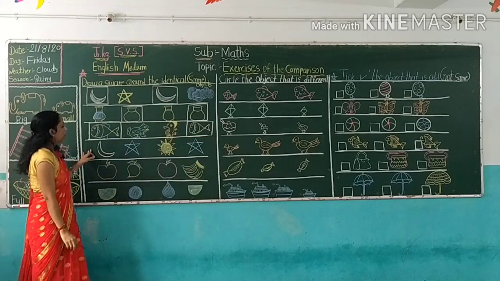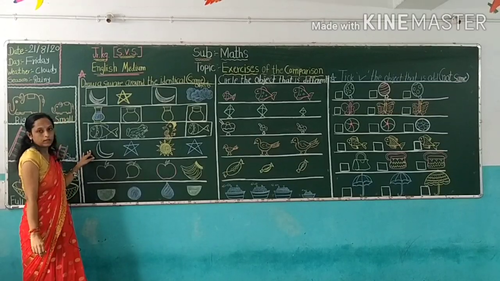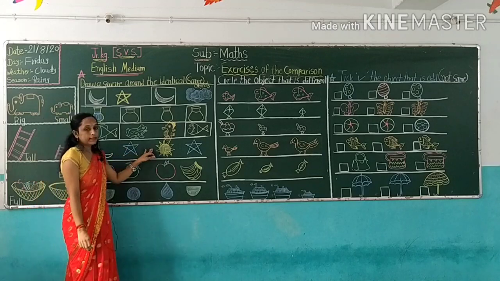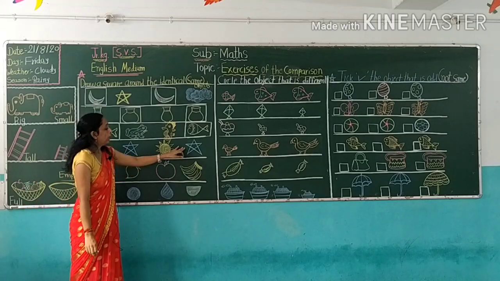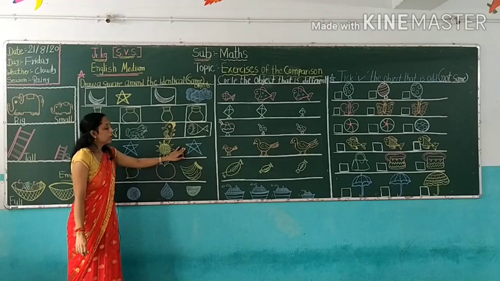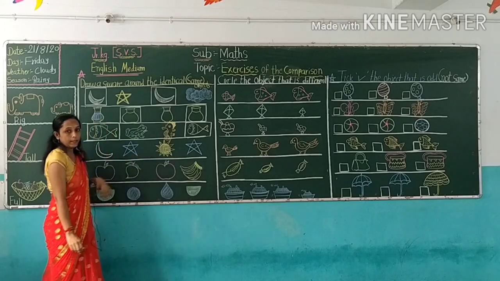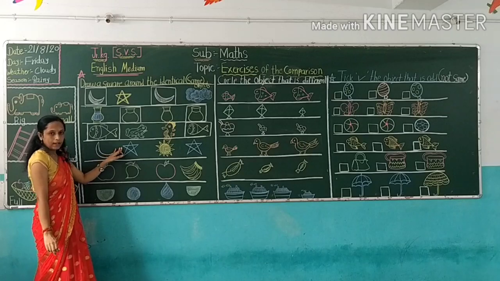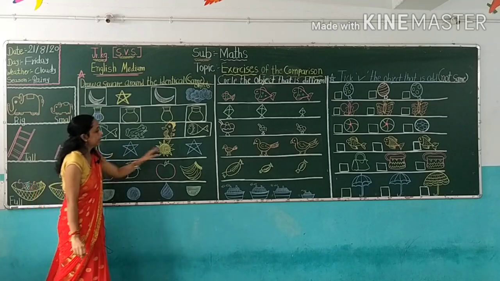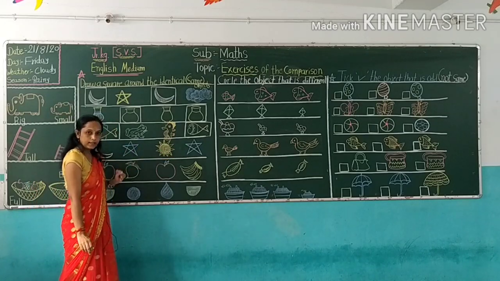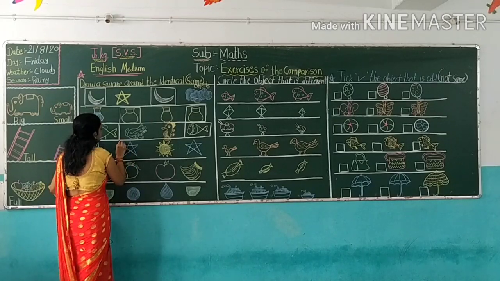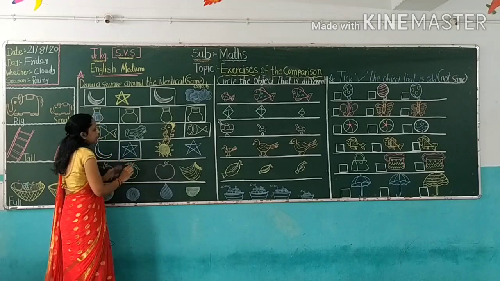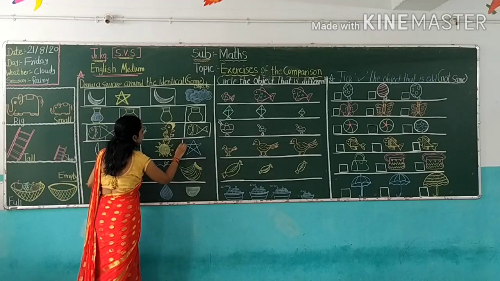And next, what is this? Moon. And what is this? Star. And what is this? Sun. And what is this? Star. So student, tell me which picture is same? Moon? No. Star? Yes. Star is same. These both are same. Okay. So square this star. Star, star. Same picture.